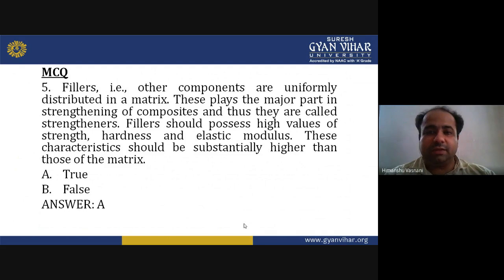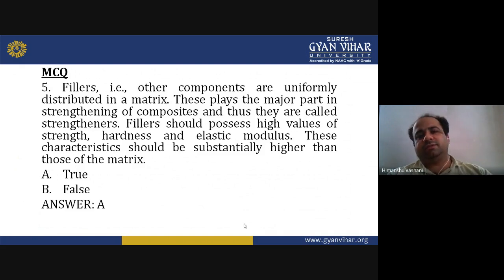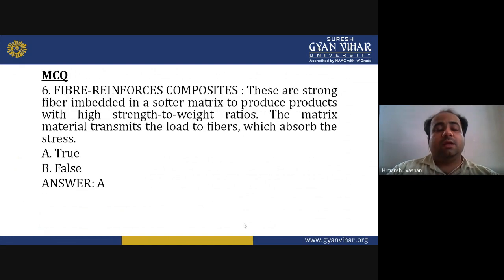Now, fillers are the components in a matrix composite, and thus they are called strengtheners. So fillers possess high values of strength, hardness, and elastic modulus, but these characteristics should be substantially higher than those of the matrix. So is it true or false? I think it's true. The answer is A. Okay, the component is uniformly distributed in the matrix. A is the answer. True.